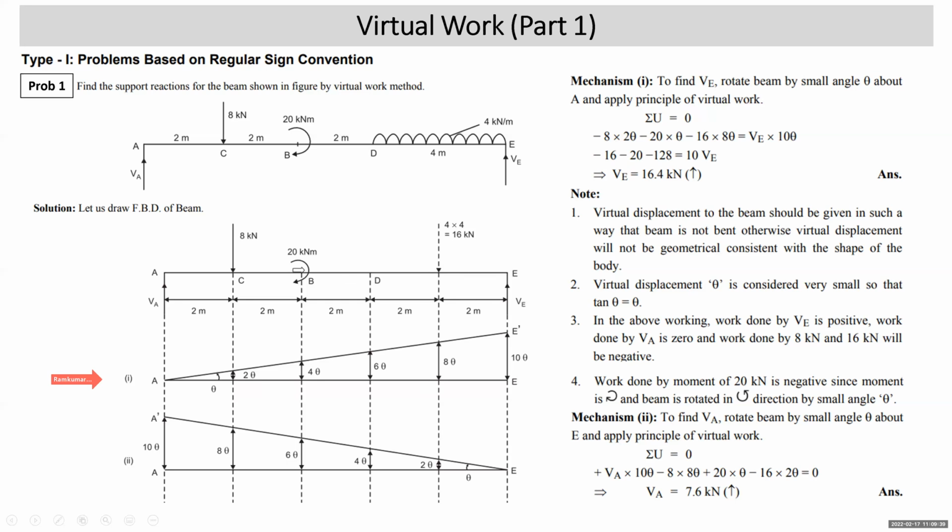Then you have a moment also. This moment acting anywhere on the beam will give the same effect, as in equilibrium conditions also. The moment is clockwise. You have rotated the beam in the anti-clockwise direction. So the work done by the moment will be negative: 20 into theta, negative, minus 20 into theta.